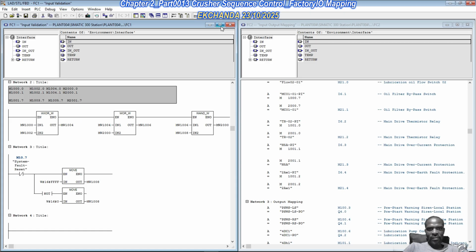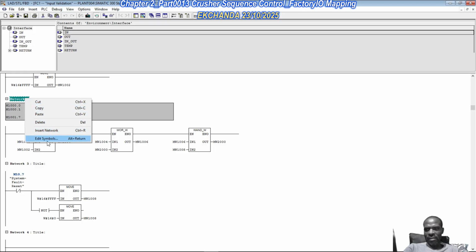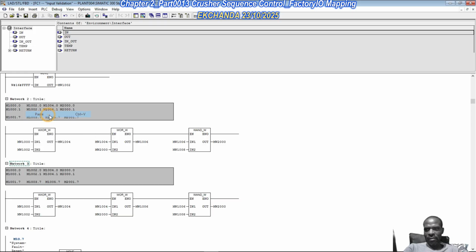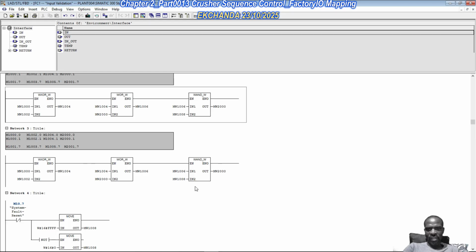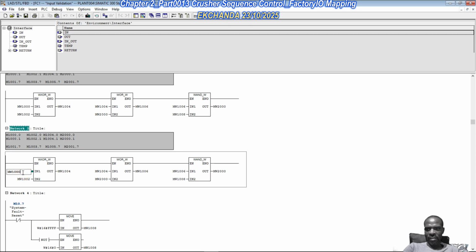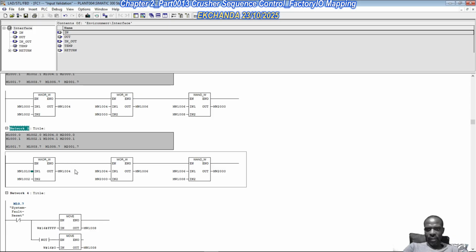It's basically the same understanding. I'm going to copy this and paste it here, and then do an extension of this. We're going to start from memory word 1010, and the result of this is memory word 1012.